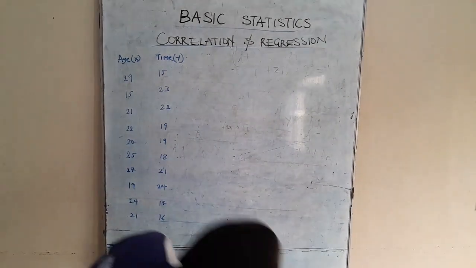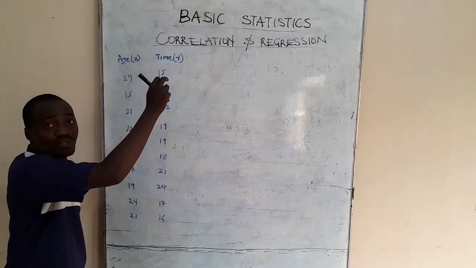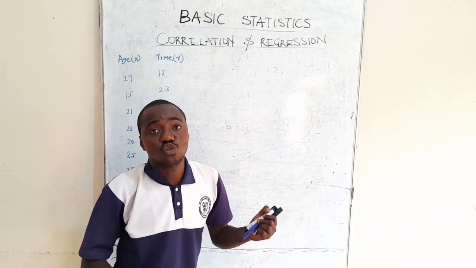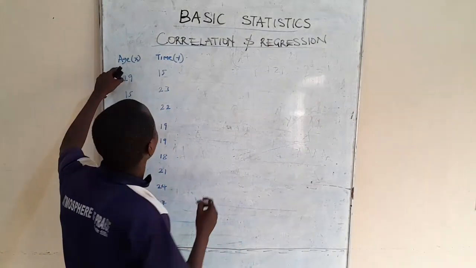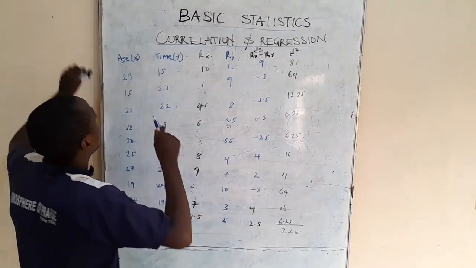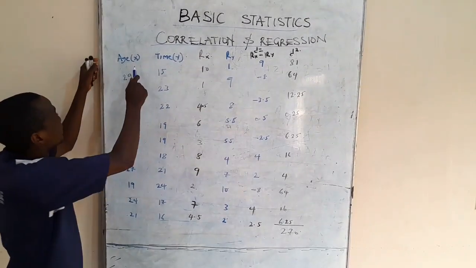Now, what do we want to do? We want to check whether there is a relationship between the age and the time. We have the age and then we have the time. The first thing is to use Spearman rank to cross-check it. The first step is we are going to rank X.